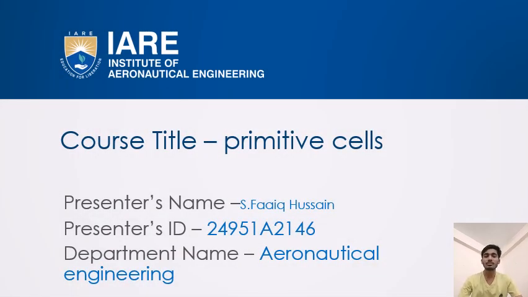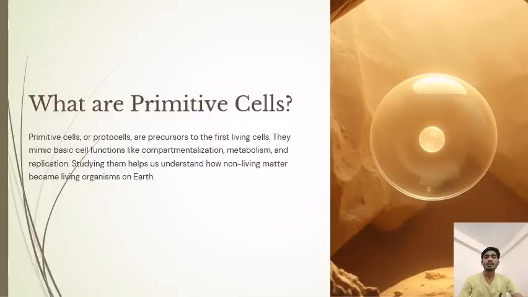Now I am going to tell about primitive cells. What are primitive cells? Primitive cells, also known as unit cells. These are the smallest repeating units of a crystal lattice that retain the symmetry and properties of the crystal. Let's discuss what are the characteristics of primitive cells.